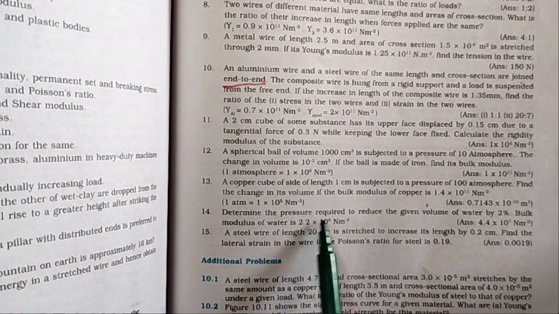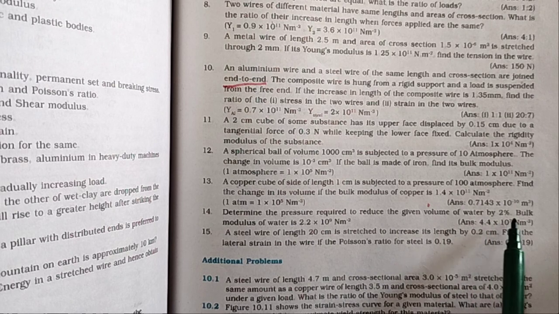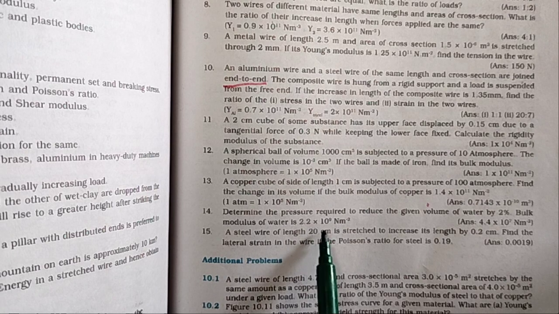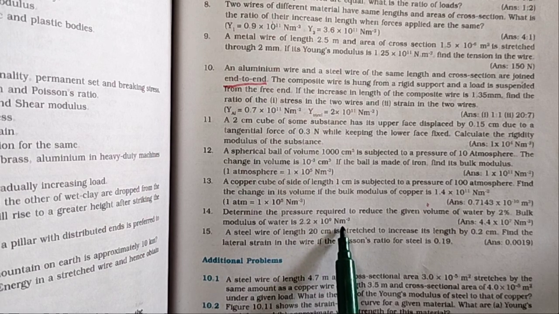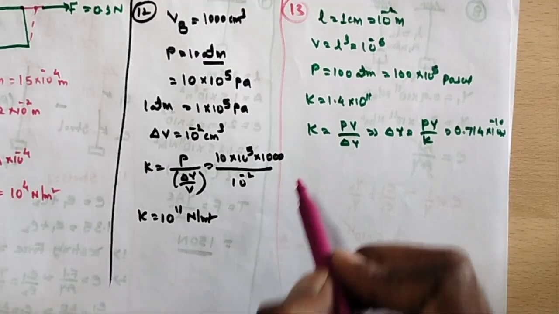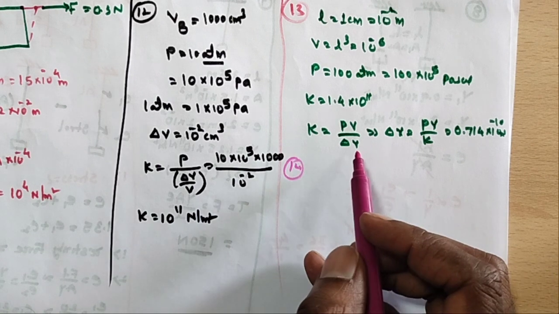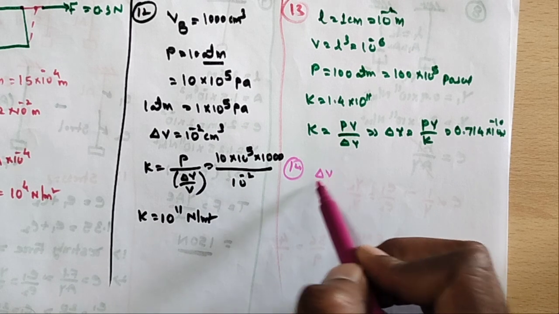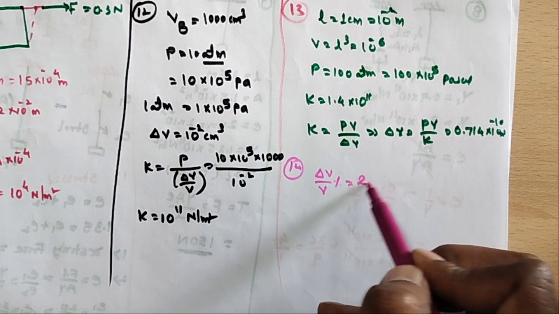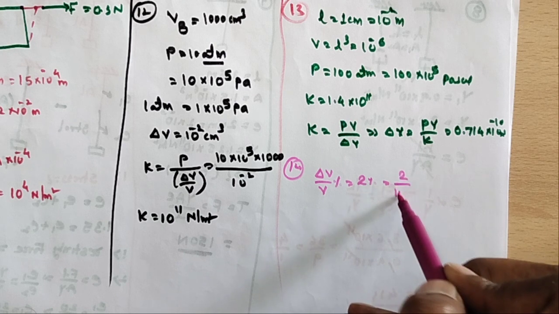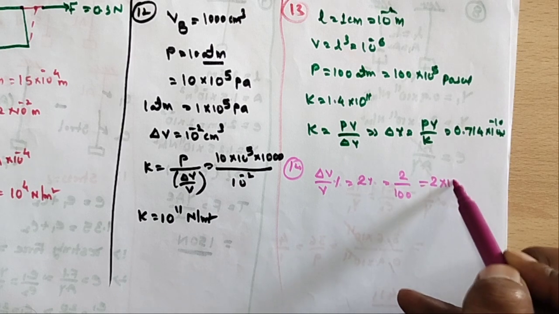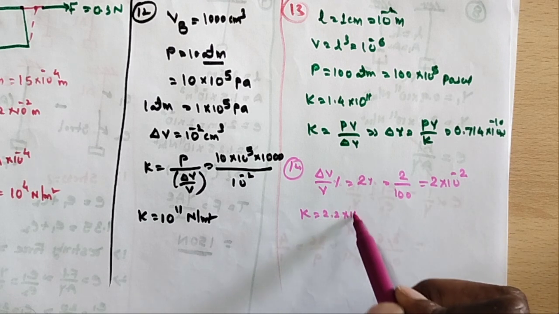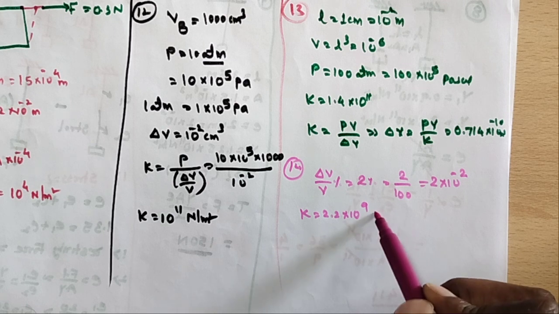14th one. Determine the pressure required to reduce the given volume of water by 2 percentage. Bulk modulus of water is 2.2 into 10 power 9 Newton per meter square. 14 also is very easy. So how much reduction of the volume of water is required? Delta V by V in percentage is 2 percentage, that is 2 by 100, that is 2 into 10 power minus 2, and K is equal to 2.2 into 10 power 9 Newton per meter square.